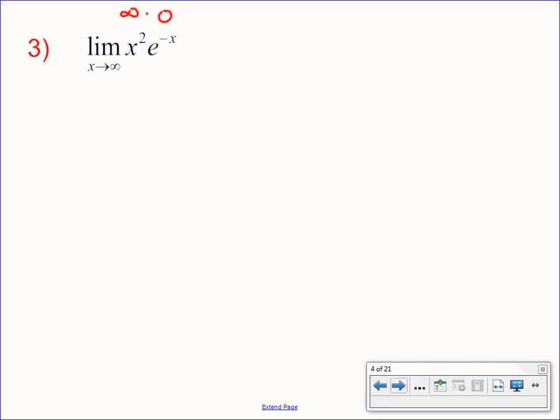0 times 0, no problem. Infinity times infinity, no problem, right? Plus or minus. But infinity times 0, we've got our battle going on. If the first one goes more quickly, it'll pull the overall value towards infinity. If the second quantity shrinks to 0 more quickly than the first one grows, then it'll pull the overall value of the product to 0. Or is there some balancing act and we get a constant?